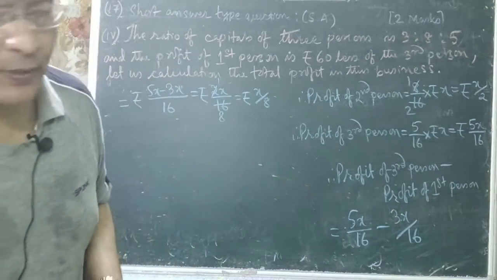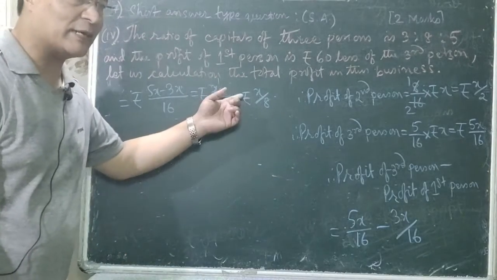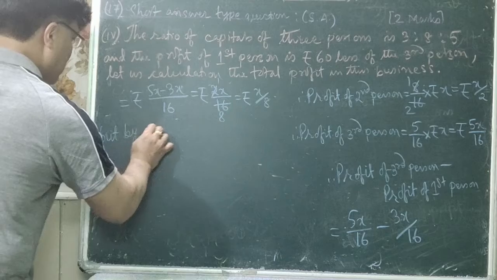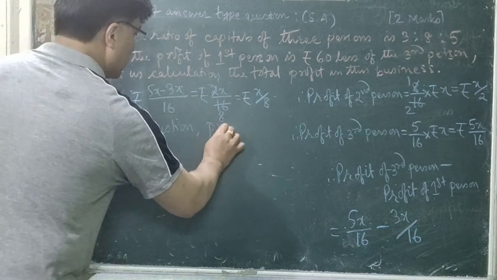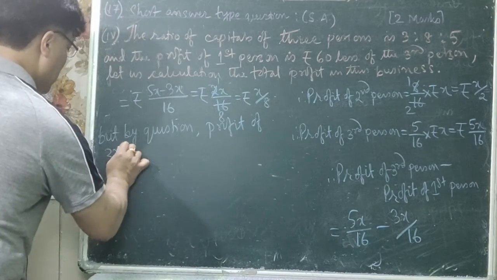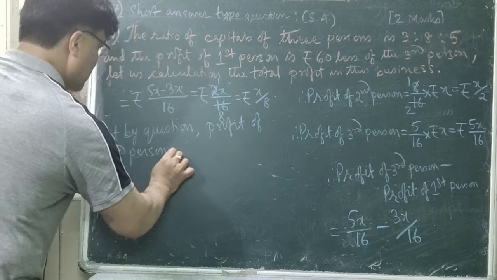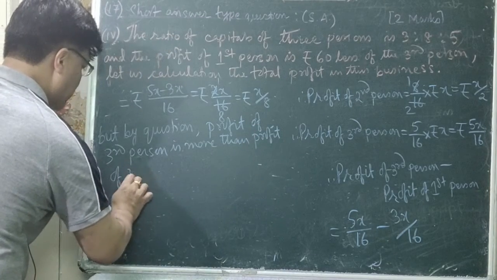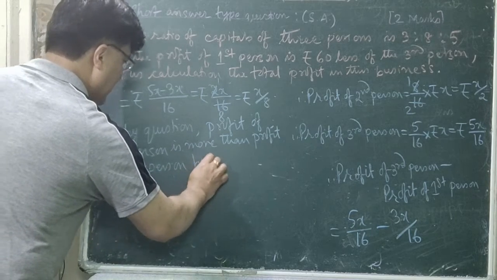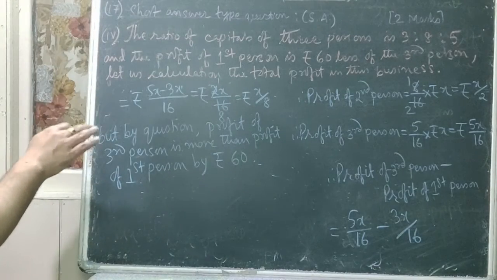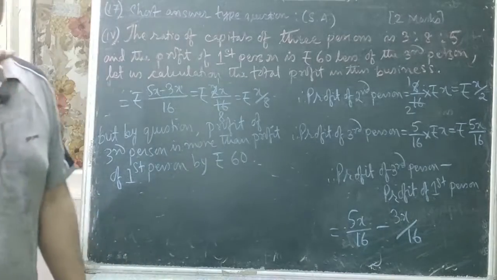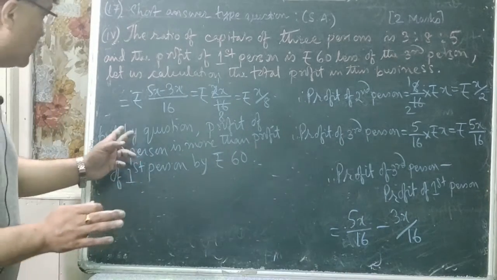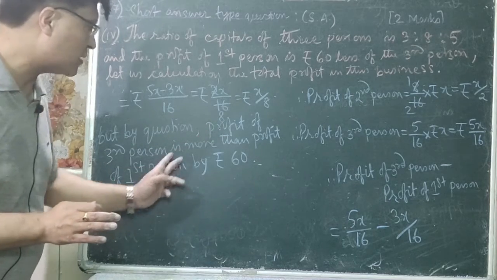So the profit of the third person is more than the profit of the first person by rupees x by 8. But how much does the question say? Rupees 60. But by question, profit of third person is more than profit of first person by rupees 60. That is, profit of first person is rupees 60 less than that of third person. Is that clear? That is, profit of third person is more than profit of first person by rupees 60.